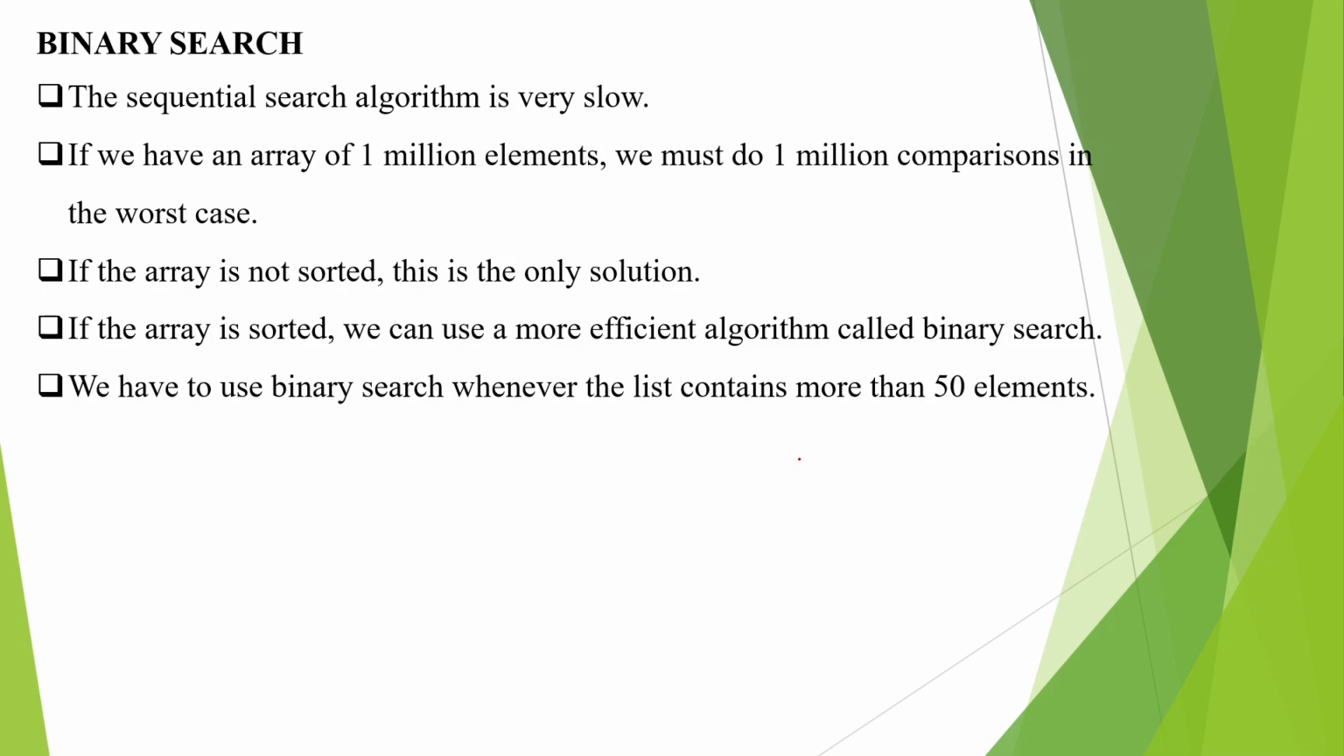Before we conclude that the target is not there in your list, how many comparisons do we have to do? We have to do 1 million comparisons in the worst case scenario. Worst case scenario is nothing but your target is not there in the list. Hope you understood. Okay?